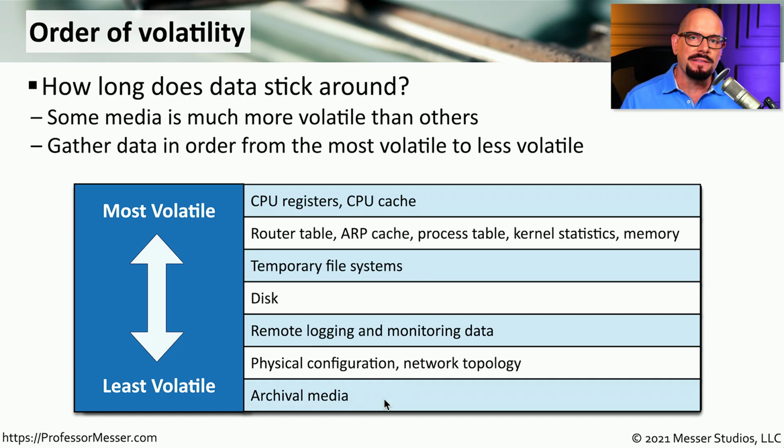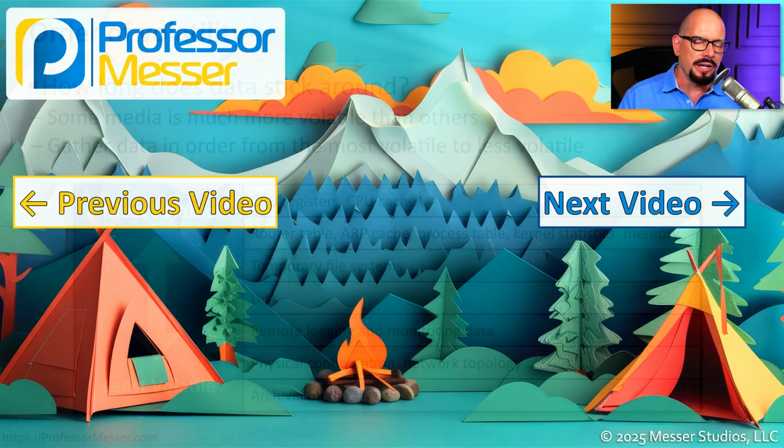You can probably think of other data types that are contained within your system, and you might want to consider where that would fit in this order of volatility.